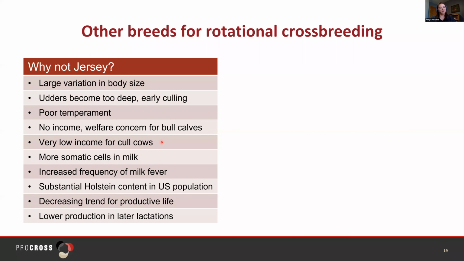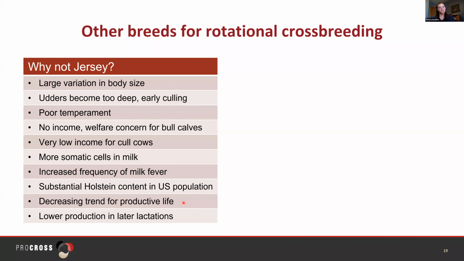And so along with the body size, very low income for cull cows, they are a breed with more somatic cells in their milk. They typically have higher milk fever frequencies than some of the other breeds. In certain breed populations, they do have a lot of Holstein content within their makeup, and that's a concern for using them for crossbreeding because it reduces hybrid vigor. Especially when you pick those bulls that might have the Holstein content.